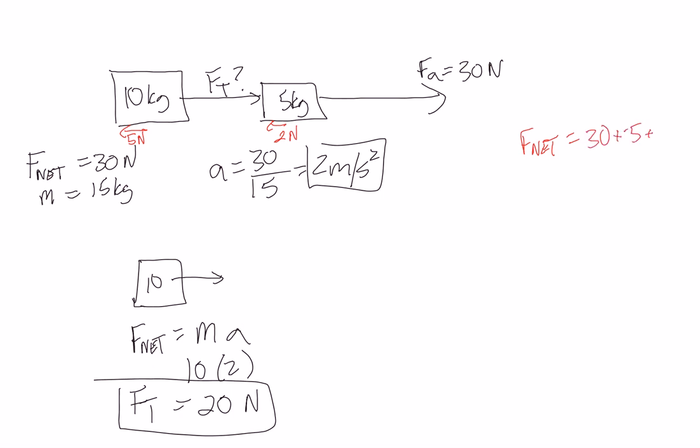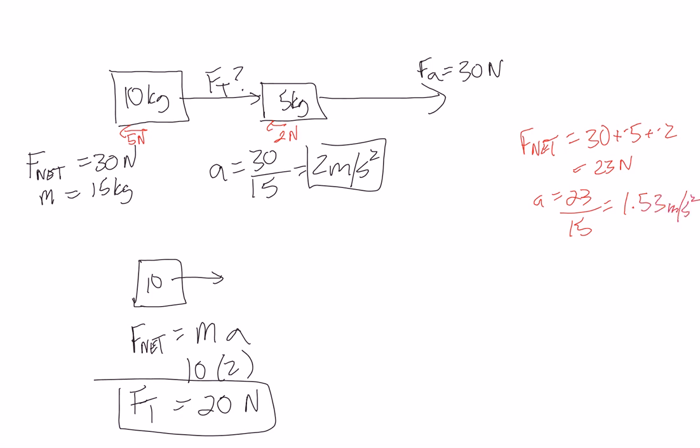Now you can see that our net force will be 30 plus the negative 5 plus the negative 2. So we'd actually have 23 newtons for net force. Our acceleration will be 23 divided by the 15, which gives us an acceleration of 1.53.